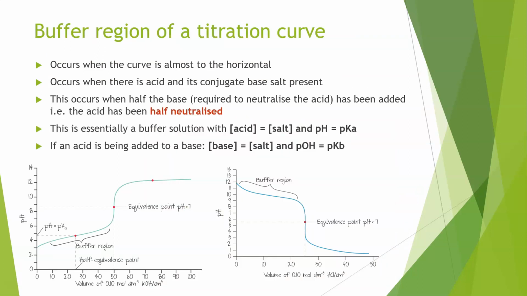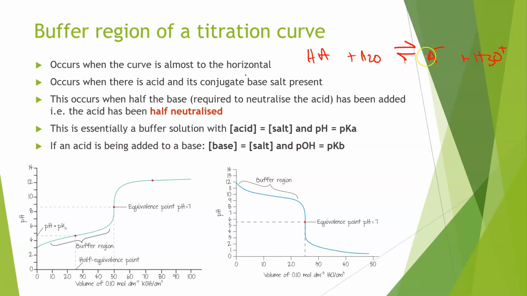When we come to talking about the other regions of the curve, we will see what we call the buffer region of a titration curve. Now, buffers are substances that resist a change in pH. So we can add acid to a buffer and it won't change pH much, or we can add base to a buffer and it doesn't change pH much. This is because we have both the acid and its conjugate base salt present. So if you think about it in terms of we have our acid plus its conjugate base, so the A minus, present in solution.